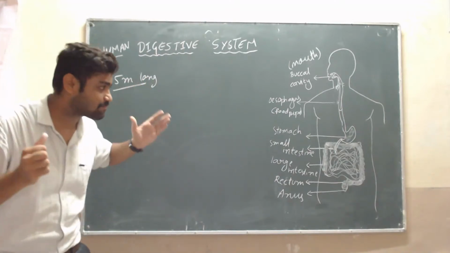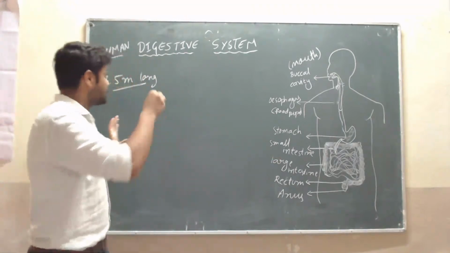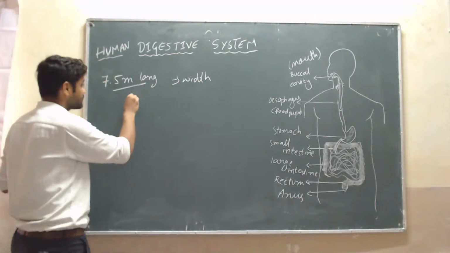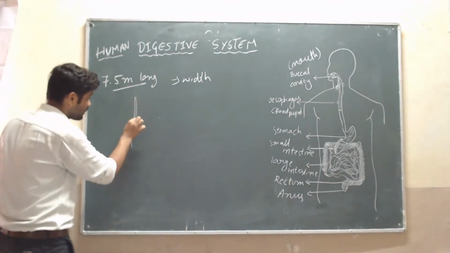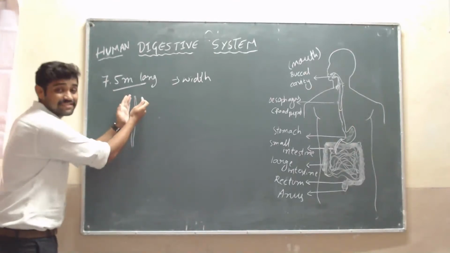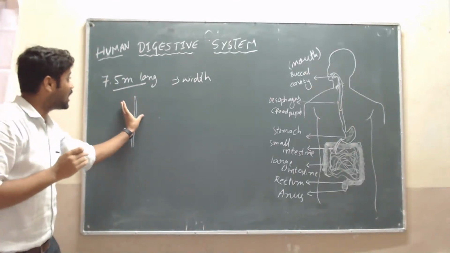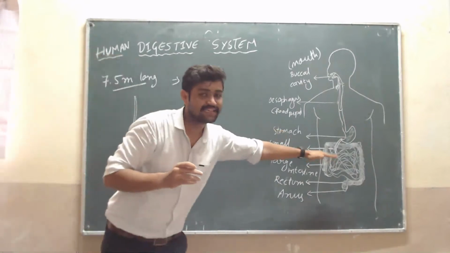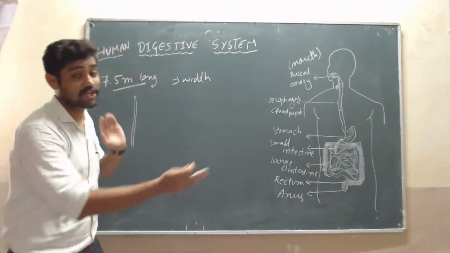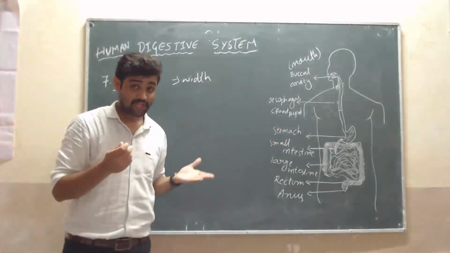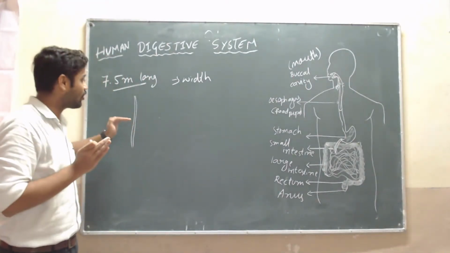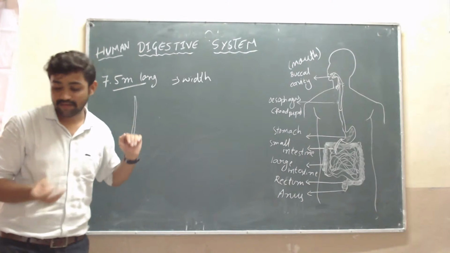Because its width is small. Its width, from here to here, is so small. That's why, based on the width, it is named the small intestine. Why do we call the small intestine small, though it is long? Because its width is small.